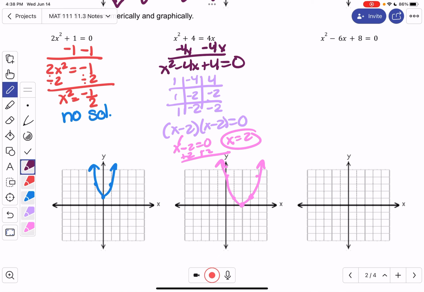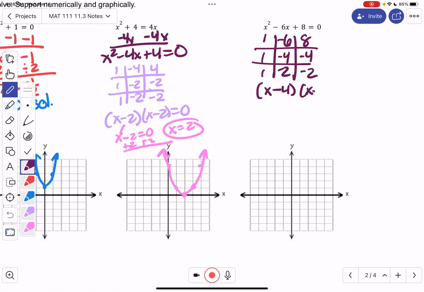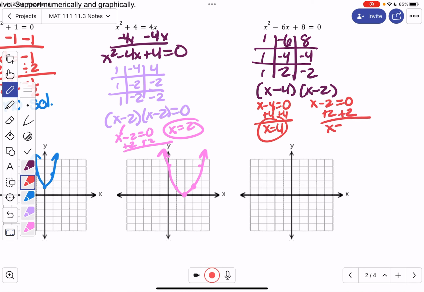All right, let's look at this last one. We already have the 3 terms, so let's tic-tac-toe. A times c. Factors that work. Multiply up, multiply across. We get x minus 4, x minus 2. Make each of those equal 0. We get x equals 4. And we get x equals 2. So those would be our 2 solutions.